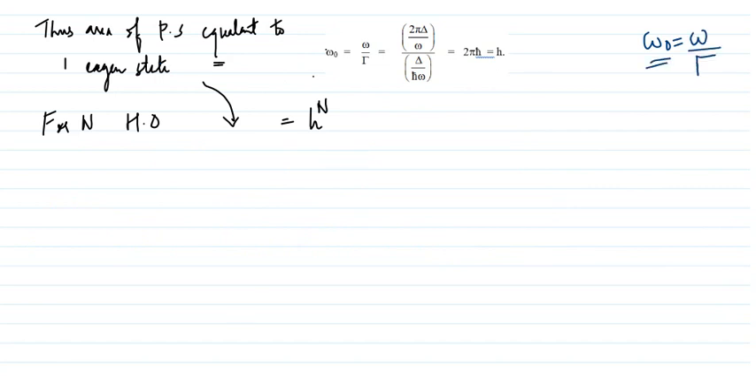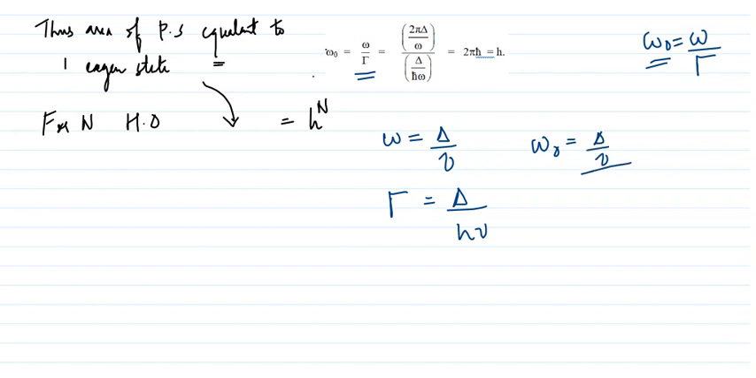So the area of phase space equivalent to one eigenstate will be omega by number of microstates. Omega we have already found: omega is delta by nu, right? And the number of microstates is delta by h nu, right? So omega 0, which is the area corresponding to one eigenstate, is equal to delta by nu divided by delta by h nu, that is equal to h, right? So that is the area of phase space equivalent to one eigenstate.